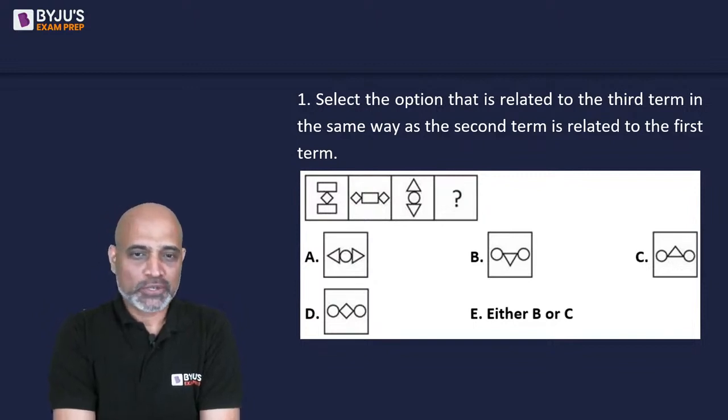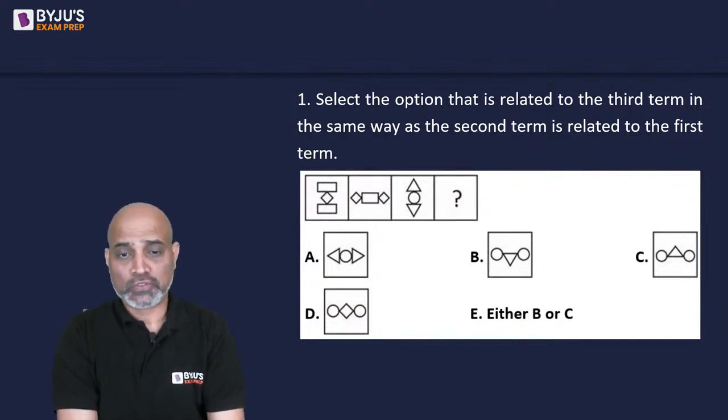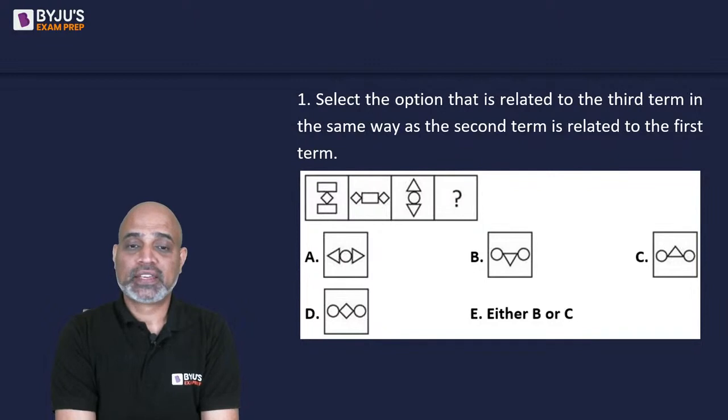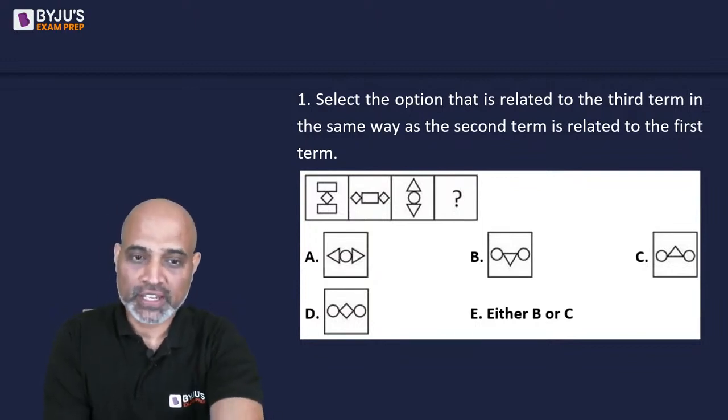So the very first question says, select the option that is related to the third term in the same way as the second term is related to the first term. So we have solved similar questions before. What do you think the answer is going to be? The first and the second, these two figures are related in some way. In the very same way, the third and the fourth should be related. So what do you think?